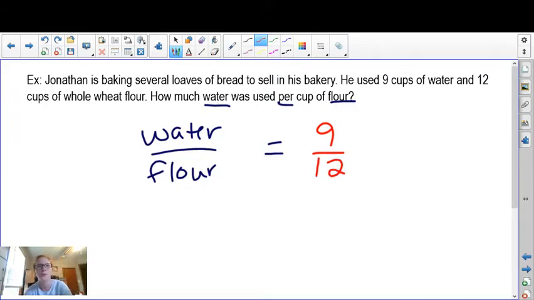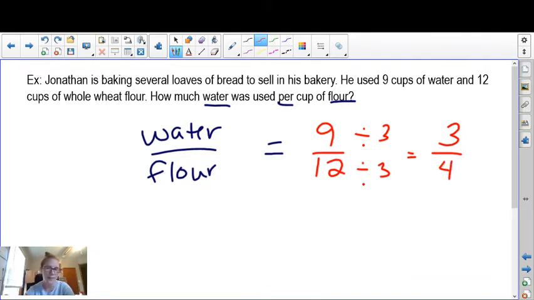And I want to reduce this per cup of flour. So I'm going to try and get that denominator to be 1. But again, I cannot simply divide 9 and 12. I can't divide 9 by 12. It's not going to work. But I can reduce them by the same number. I can divide both by 3. 9 divided by 3 is 3. 12 divided by 3 is 4.